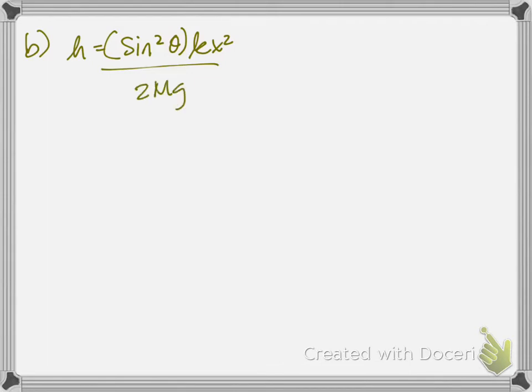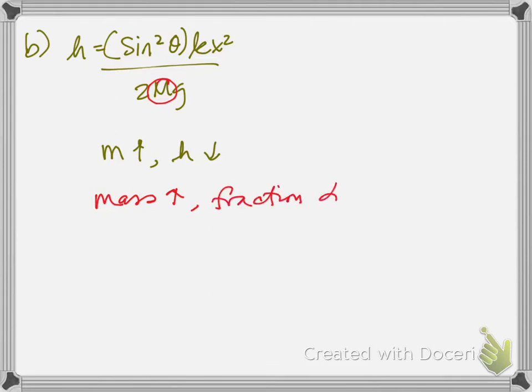Is this consistent with our statement from part A? What did we say in part A? What we said is if the mass increases, the height decreases. Let's see if this formula works. Mass is here in the denominator. So if the mass increases, the fraction decreases, and then the height decreases. So the answer is yes.